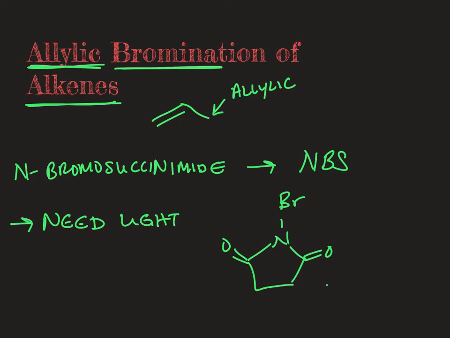This forms a bromine radical when exposed to light. And then the rest of the reaction is not overly surprising. We're going to remove an allylic hydrogen from the starting material, produce a radical, and then the bromine is going to add. So let's take a look at what that mechanism would look like in a specific example.